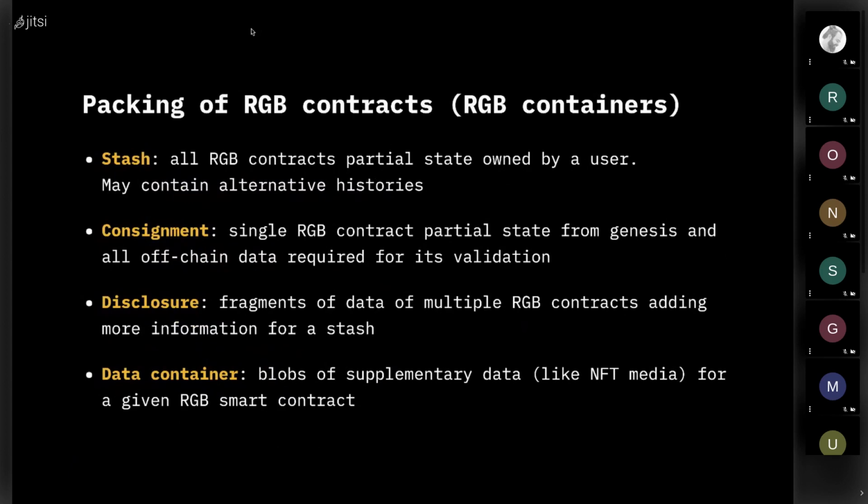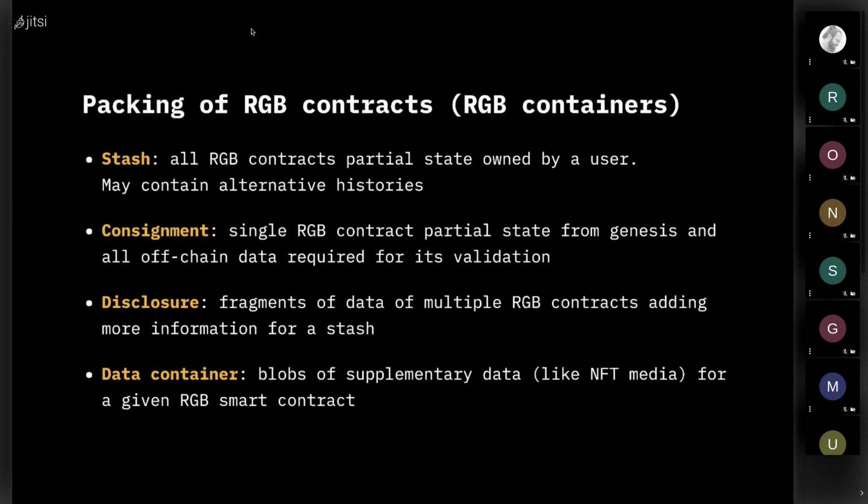The third structure used by RGB is disclosures, and disclosures are fragments of data. These fragments may come from multiple RGB contracts, and a disclosure is the way you can disclose some information to a third party. It's always your decision to disclose something, but for instance, you may like to disclose a part of the history of your state transitions and historical transfers, and you will use a disclosure for that. And you can send or upload a disclosure to a public server by leaking some of your privacy. But again, if you need it for some reason, you can always do that.